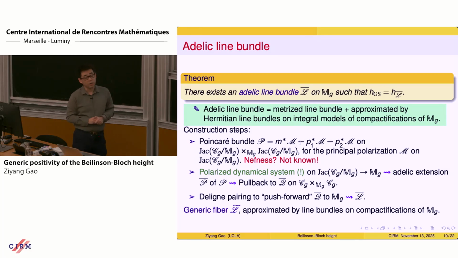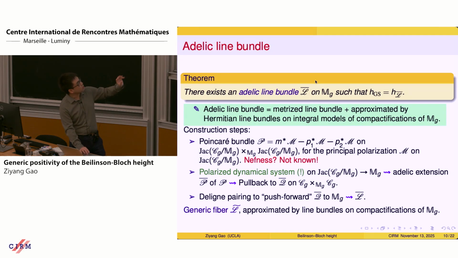And this line bundle can be approximated. It is the limit of some Hermitian line bundles. In classical Arakelov geometry, when we talk about Hermitian line bundles, we talk about them over projective arithmetic varieties. So they should be integral models of compactifications of M_G. So here we take all of them and take a limit. So in the end, we do want to have something which is defined over Z, on some integral model and on some compactification, but it doesn't matter which one. So it is this adelic line bundle.